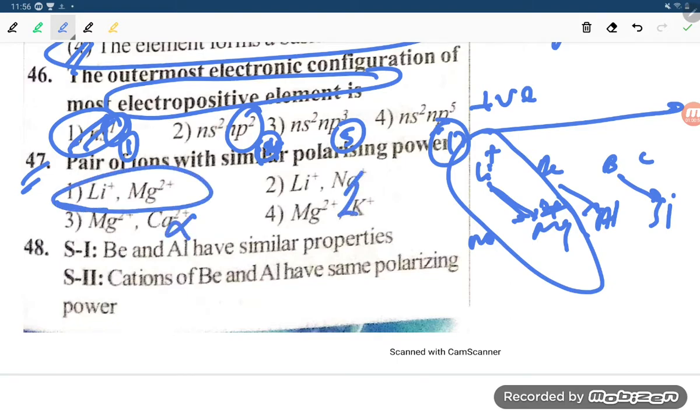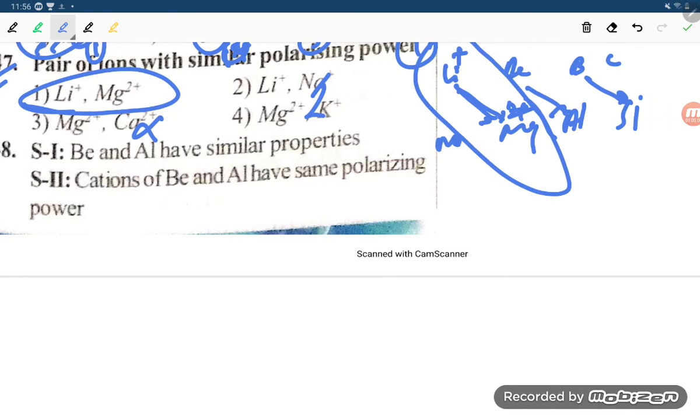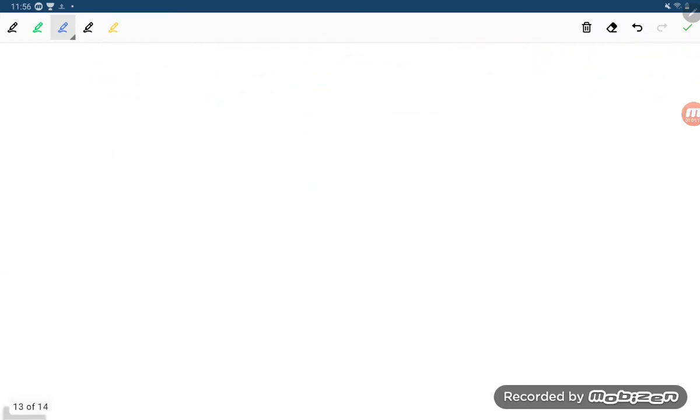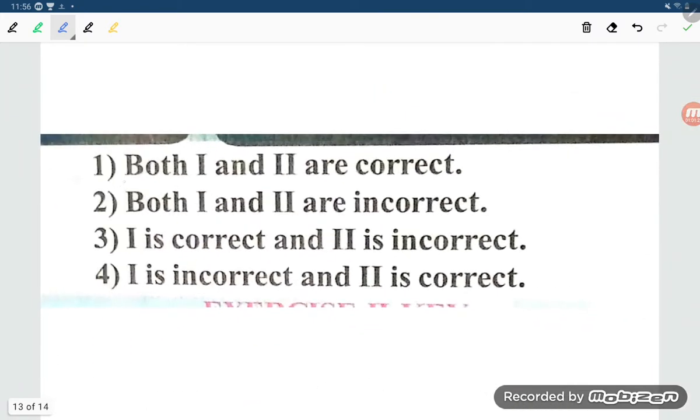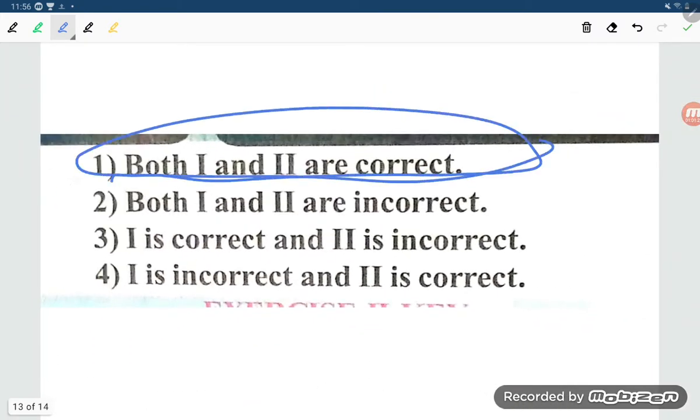Next one, question number 48. Beryllium and aluminum have similar properties. Beryllium and aluminum have a diagonal relationship, correct. The cations of beryllium and aluminum have the same polarizing power, that is also almost a correct option, student. Because diagonally related elements have similar properties, both are correct, students. So options 1 and 2 are both correct, so the correct option is option number 1.